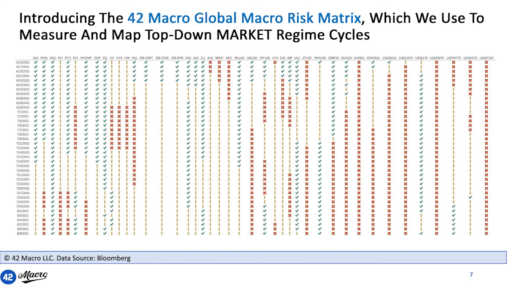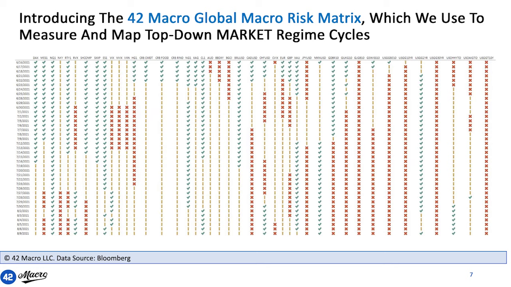On slide 7, introducing the global macro risk matrix, which we use to measure and map the top-down market regime cycle. So there's 2 things I've already said that you should take away. One, there's the bottom-up macro regime cycle, i.e., what are growth and inflation doing in trending rate of change terms in the economy? And then there's the top-down market regime, which is what are asset markets doing? How are asset markets behaving with respect to how they've historically behaved in each one of those 4 grids?